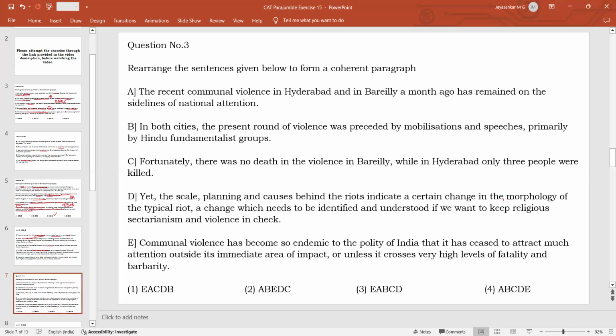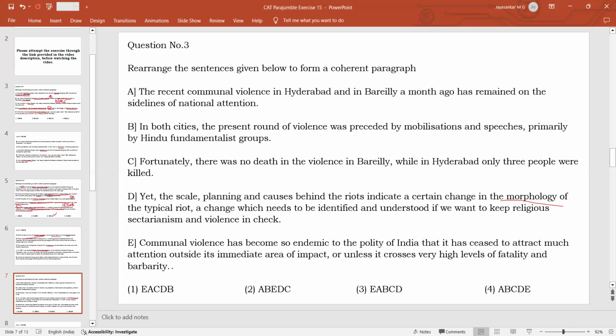What is morphology? The process of change is called morphology. So the nature and character of communal riots in India are changing. This is something that needs to be studied. That is the meaning of this sentence. And communal violence has become so endemic to the polity that it has ceased to attract much attention outside its immediate area of impact, unless it crosses very high levels of fatality and barbarity. So this can also be a good opening sentence or a closing sentence.